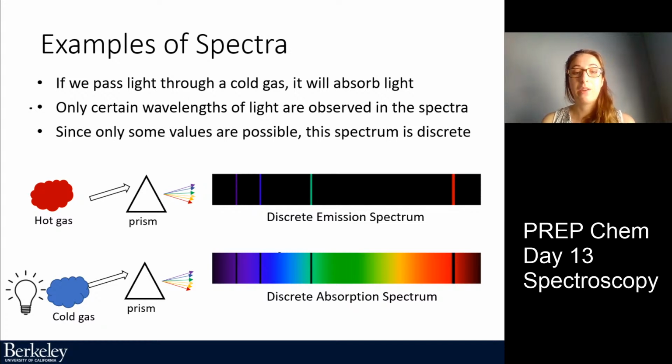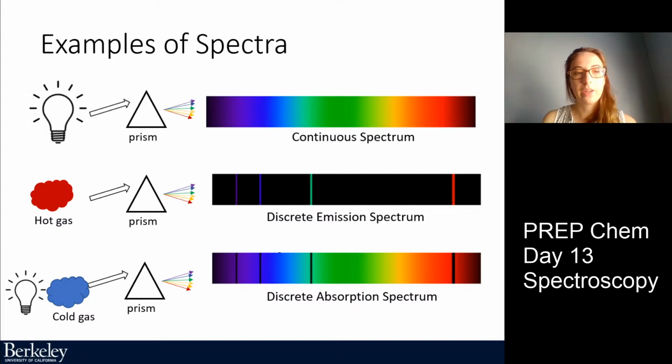So that means we'll see a black area where that absorption occurred, and then the rest of the spectrum has all of the colors. So you can see that the discrete emission spectrum is actually the opposite of the absorption spectrum. That's just because they're opposites of each other. Okay, and then this shows all of them together as a comparison. So hopefully this can clarify the difference between a continuous spectrum and a discrete spectrum.